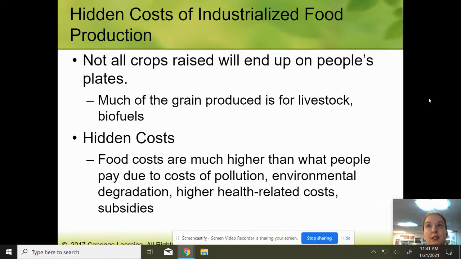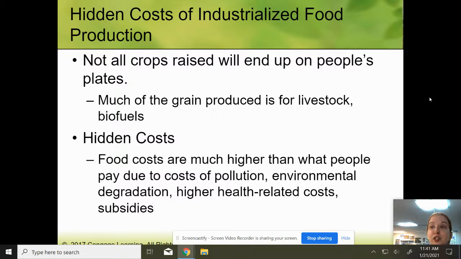There's a lot of hidden costs of industrialized food production. Not all crops raised are going to end up on people's plates. Most of the grain grown actually is produced for livestock with a small amount for biofuels. So a lot of your food is eating your other food. A lot of hidden costs. Food costs are much higher than what people pay due to cost of pollution, environmental degradation, higher health-related costs, and various subsidies. We've talked about subsidies for other things. There are a ton of subsidies in industrialized agriculture, especially for things like corn, because corn goes to feed the chickens and the cows.